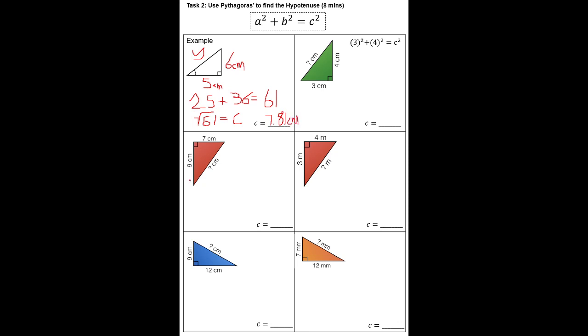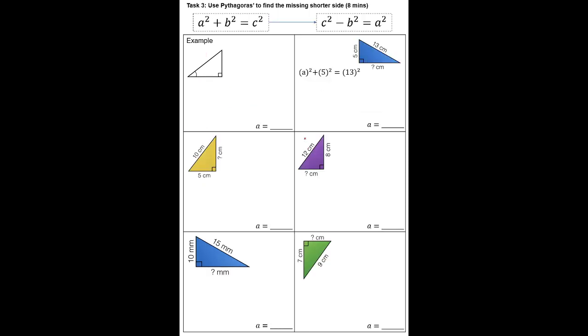Okay, so some of these will be integers, some of them won't. 2 decimal places, please. Remember that rounding is very important. Task 3, let's have a look. Use Pythagoras to find the missing shorter side. So this time round there's going to be a missing shorter side.